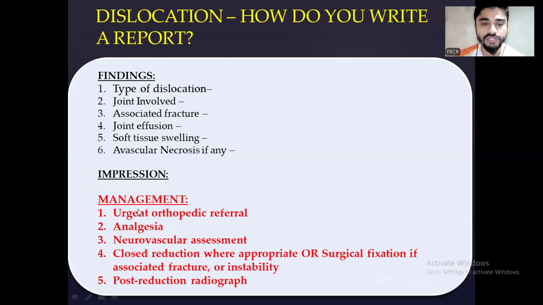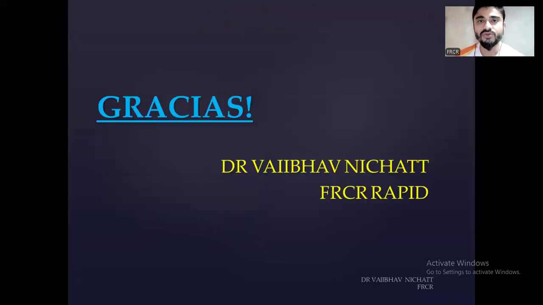The first thing you have to mention in the report is urgent orthopedic referral, we are all doing that. Then analgesia, and whether there is any neurovascular problem in the dislocated joint. So you have to look for the distal pulses. If there is any neurovascular compromise, then you will have to get CT angiography done. Closed reduction wherever appropriate. In about 90% of cases, closed reduction is done and the dislocated joint is relocated. Surgical fixation is only reserved for candidates where there are any large associated fractures and where there is any instability. So that is all, guys.